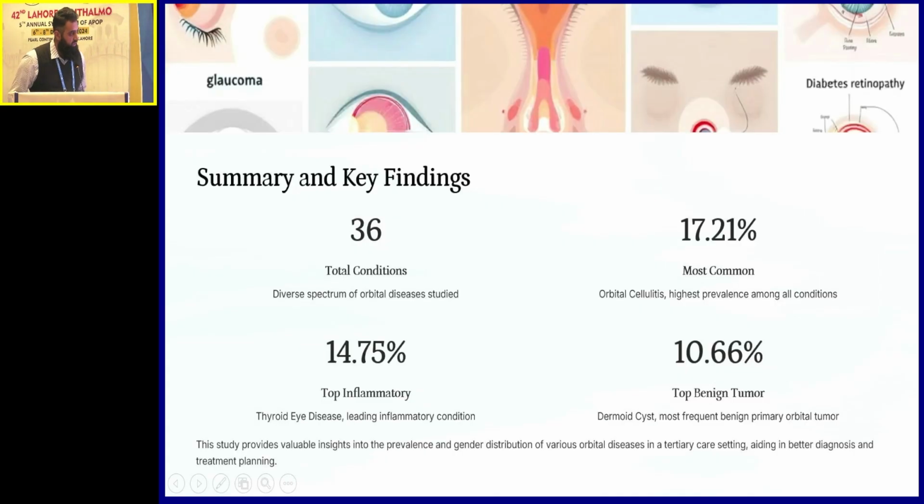So the summary and key findings: the total conditions that we encountered, there are 36 of them. The top most common infectious condition was orbital cellulitis. The top inflammatory condition being thyroid disease, and the top benign tumor being the dermoid cyst. So basically, this study provides valuable insights into the prevalence and general distribution of various orbital diseases in a tertiary care setting. And having in mind what to expect in all these cases will help better diagnosis and treatment planning for these patients. I rest my case. Thank you very much.